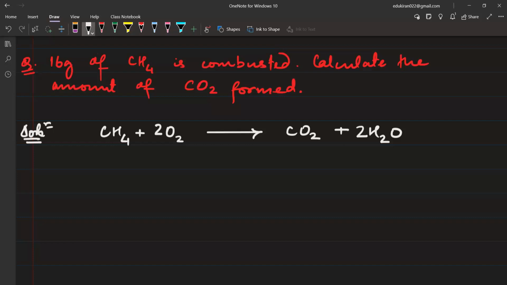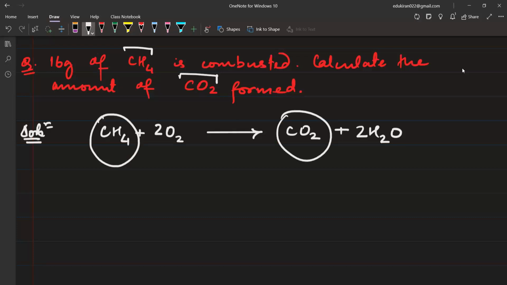Now, once you have written the balanced chemical reaction, you will identify where you have to focus. You have to focus on the amount of reactant that is given and the amount of product that is asked. For me, CH4 is given and CO2 is asked, so I will not look at anything else. Once it is balanced, I will look at CH4 and I will look at CO2.